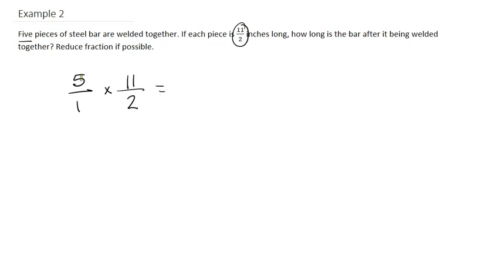Then we multiply the top numbers together. On the bottom we multiply those together. So 5 times 11 is 55. And 1 times 2 is 2.